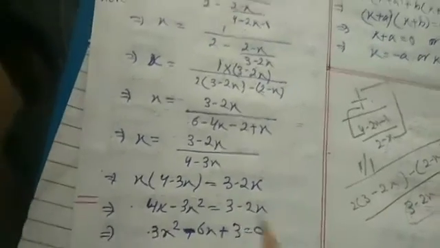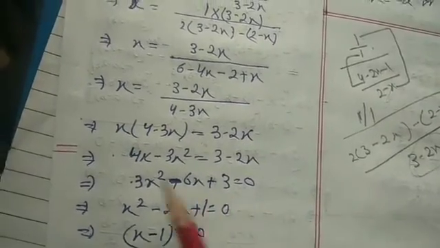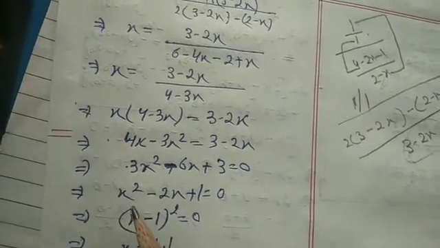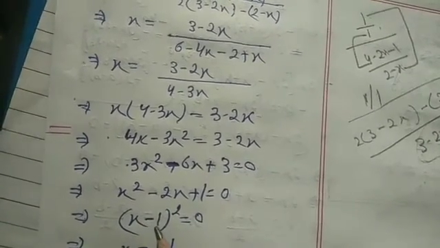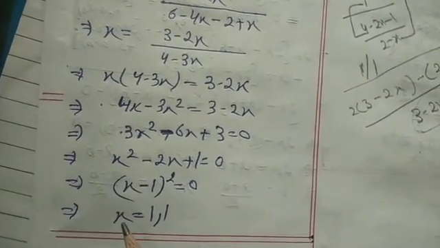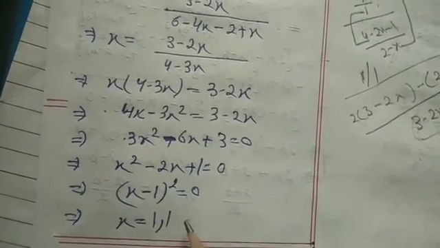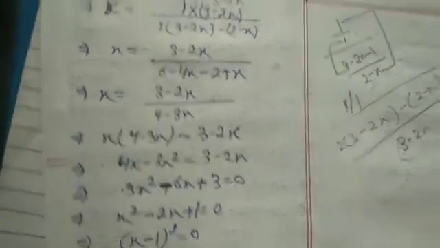On solving this, we are getting the standard form as 3x square minus 6x plus 3 is equal to 0. So we can take 3 as common, so we have x square minus 2x plus 1 is equal to 0. So this is the whole square of x minus 1, whole square is equal to 0. So it means the values of x will be 1 and 1. So these are the solutions, or we can say the roots of x.